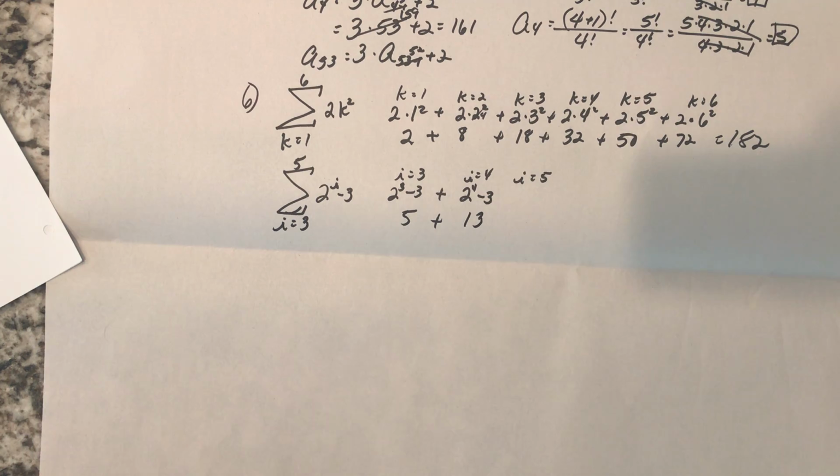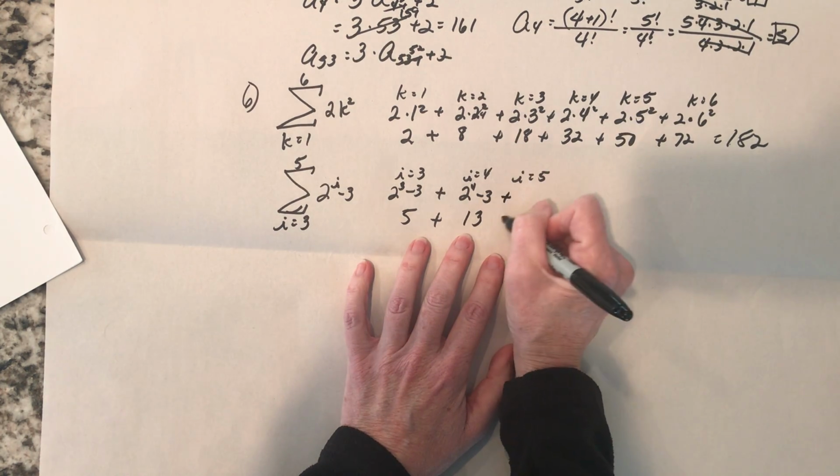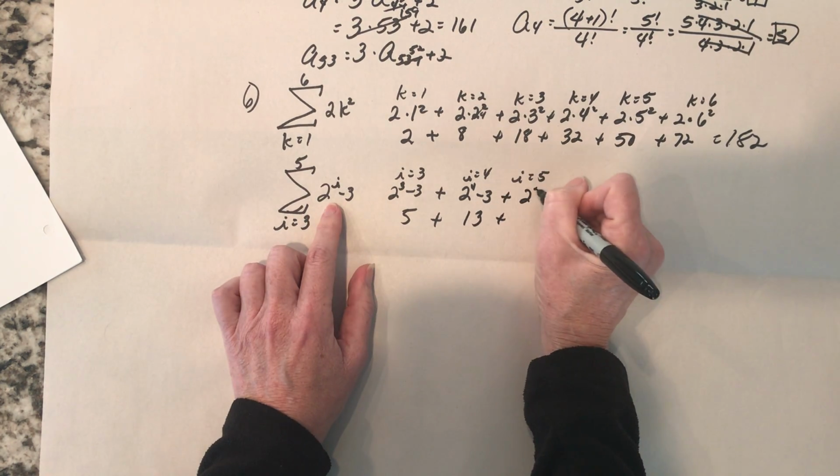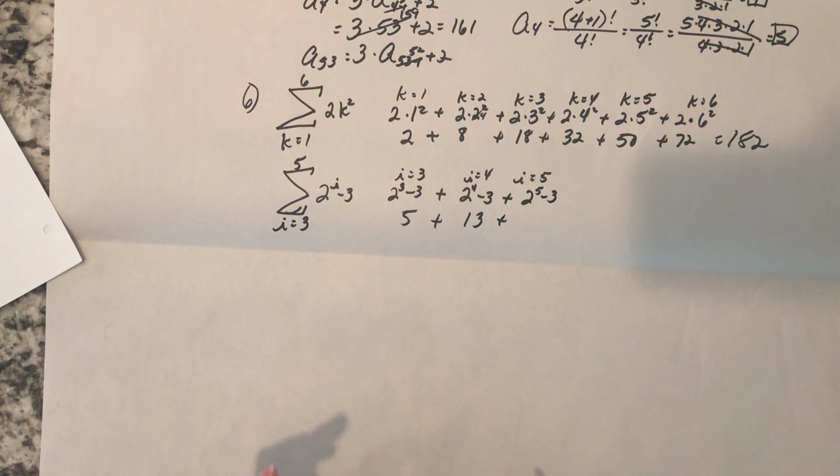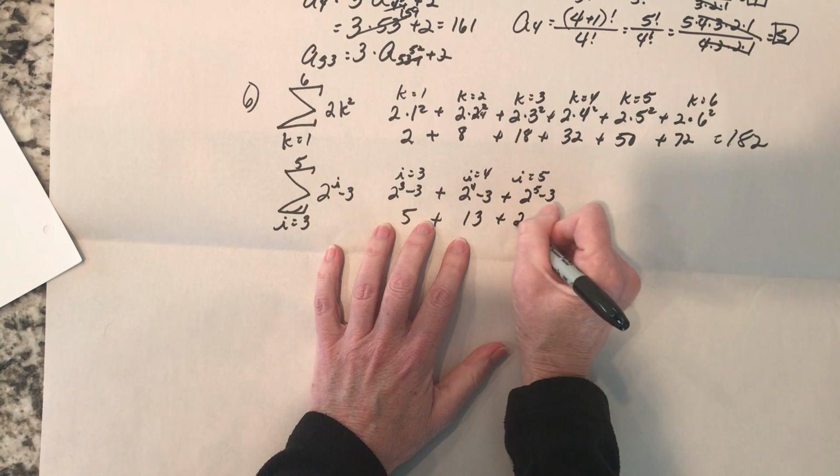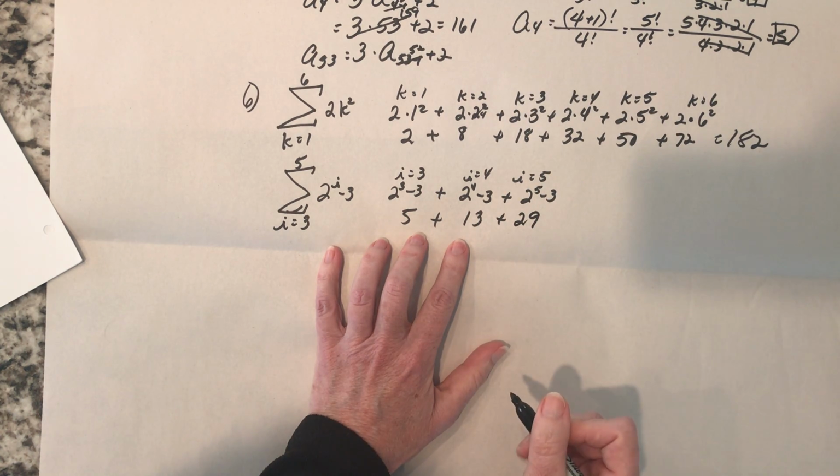Next one you've got going on is where i is 5, so we will add that. 2 to the 5th minus 3. 2, 4, 8, 16, 32. And 32 minus 3 is 29.